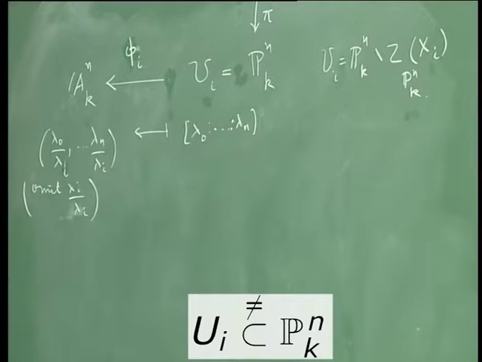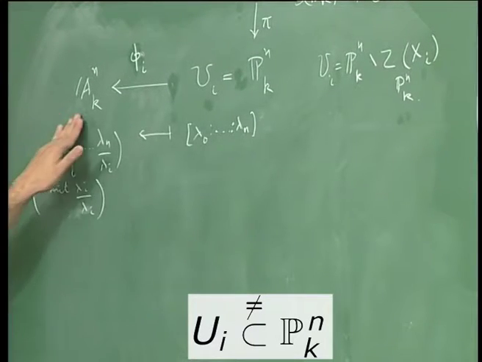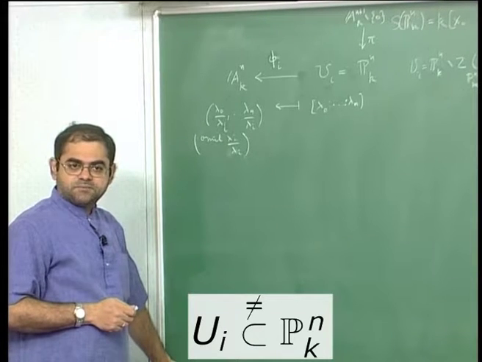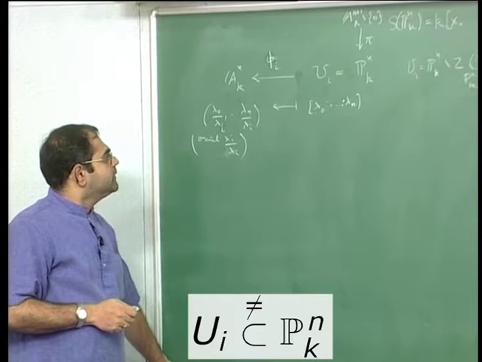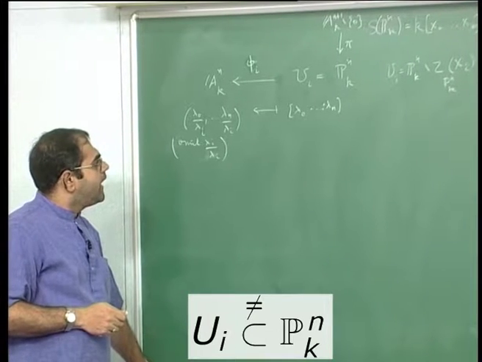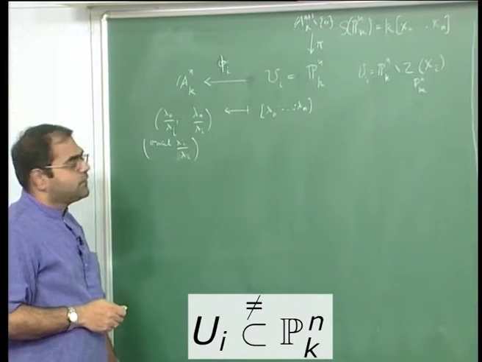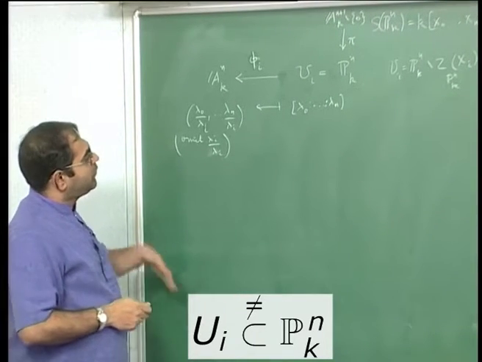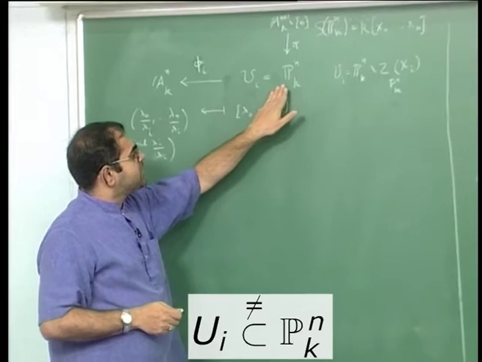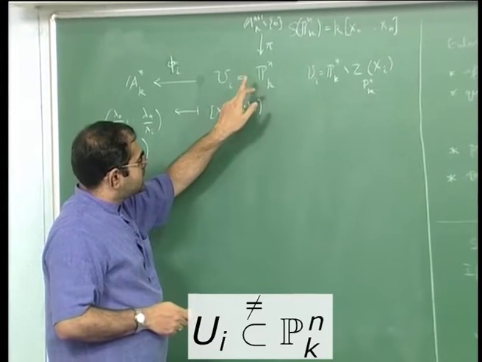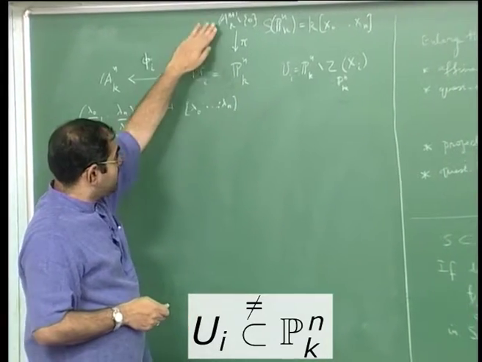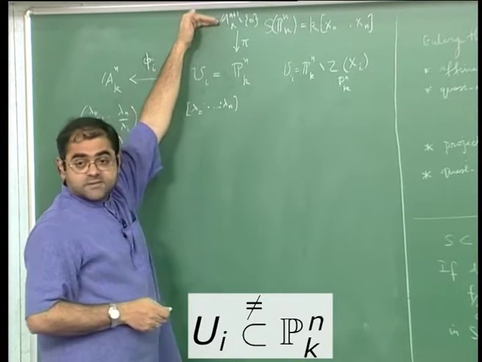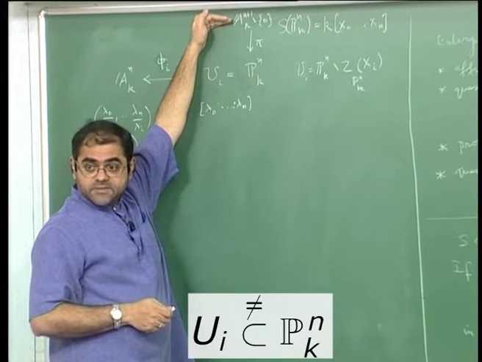And I asked you to check that this map is actually a homeomorphism of topological spaces. So what I want to say now is that suppose I start with the topology on the projective space given by the quotient topology for this map, with the topology above being the one induced by the Zariski topology in affine space.